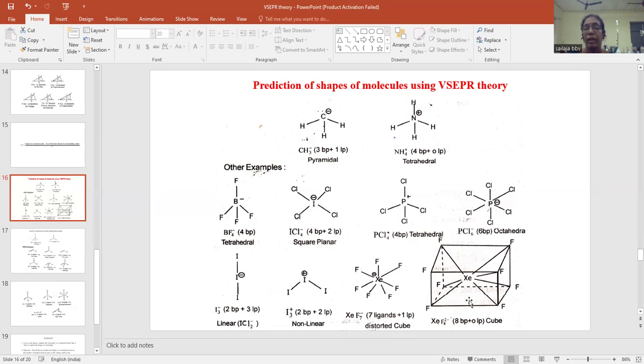Next example, XeF8. Here xenon belongs to the 8th group. Since there are 8 fluorine atoms, 8 minus 8 divided by 2 will become 0. So here also there are no lone pairs of electrons.